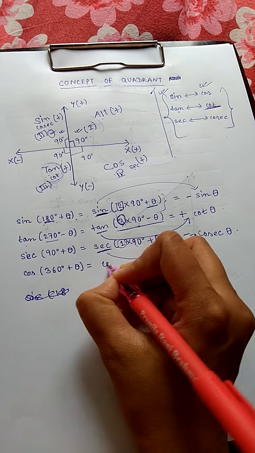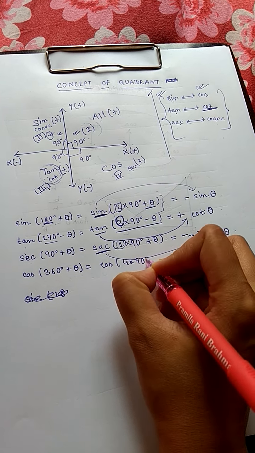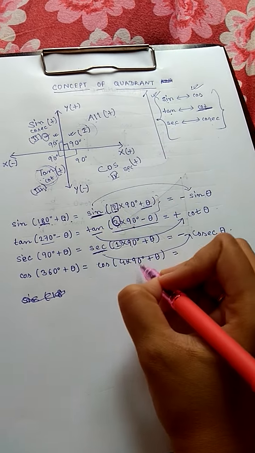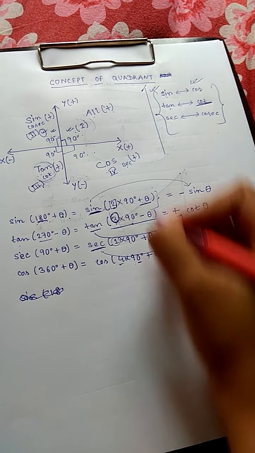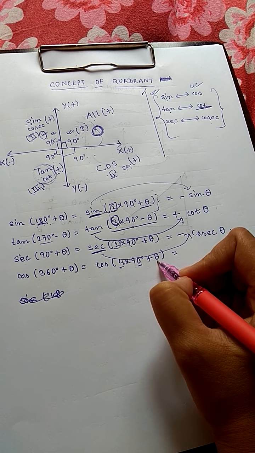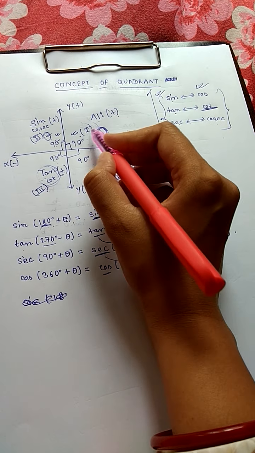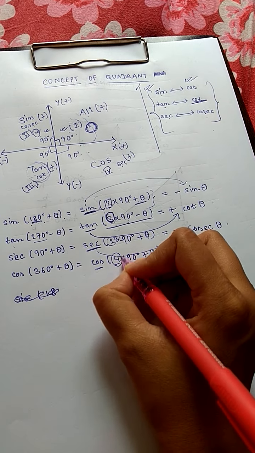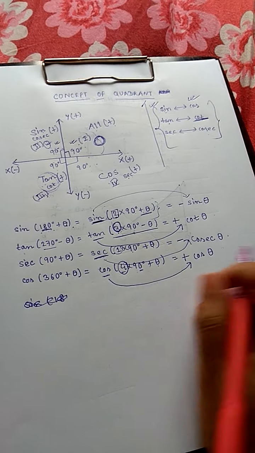Now let us do this. Cos 360 means 4 into 90 degrees plus theta. Now, 4 quadrants of 90 degrees: 1, 2, 3, 4. Here plus means it will be placed in the first quadrant. That is, the value of this cos will come in the first quadrant, and in the first quadrant all are positive, so here it will be positive. But as it is an even number, cos will remain cos. So it is plus cos theta.